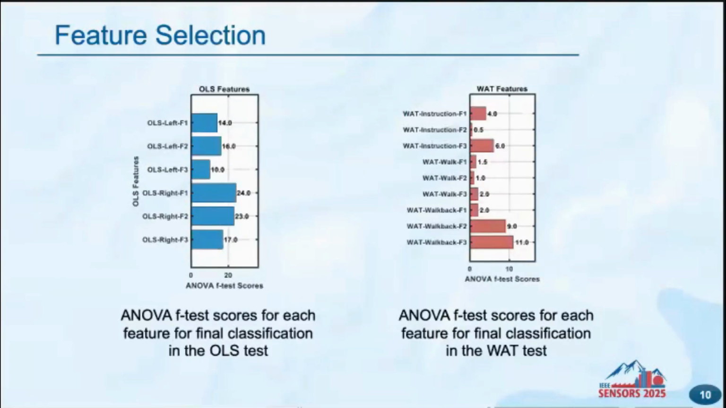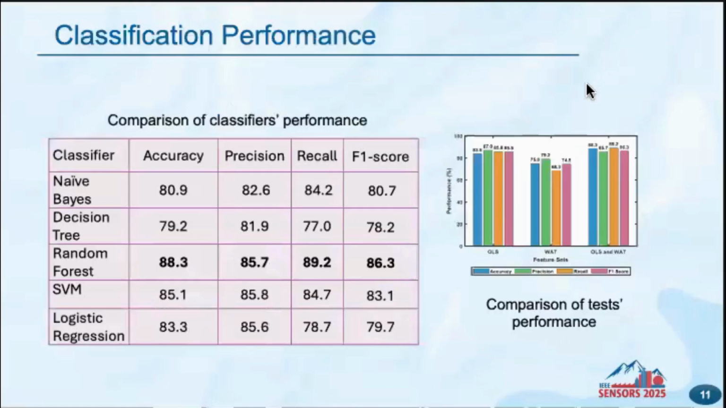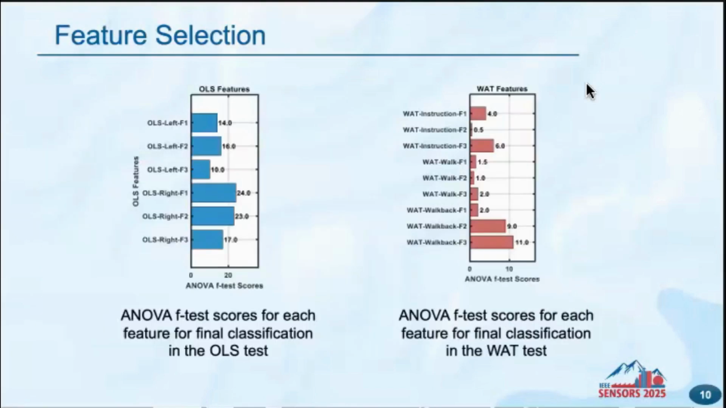So the result for feature selection, as you can see here, is the ANOVA F-test scores. OLS, one-legged stand right foot, shows the highest score among all of the features, and this shows that it could be more useful in future studies. And also in the walk and turn features, walk back shows the highest scores.